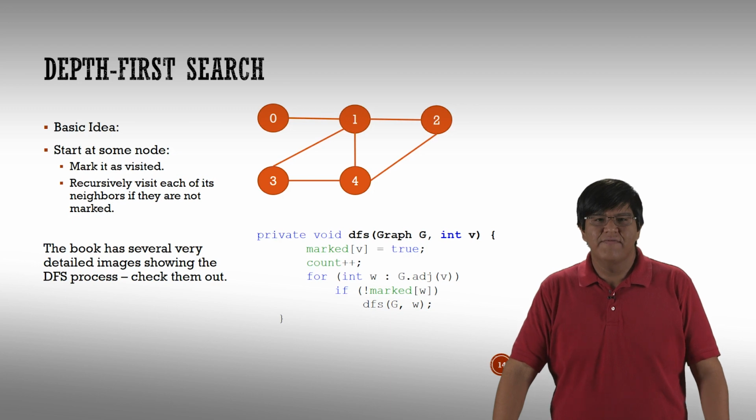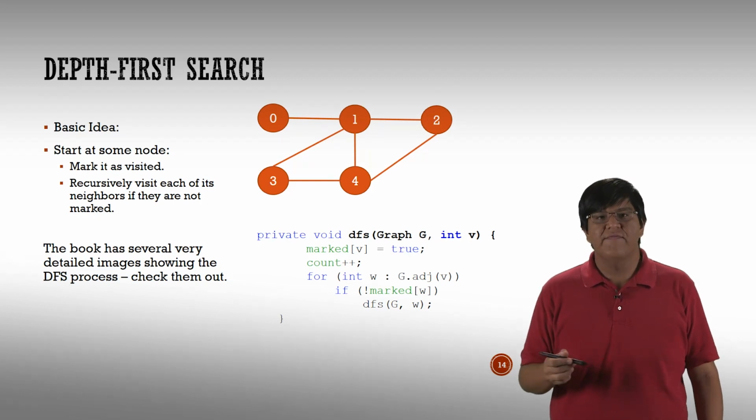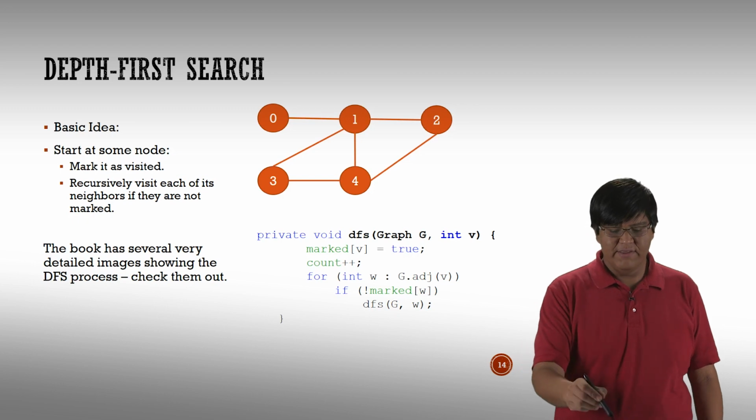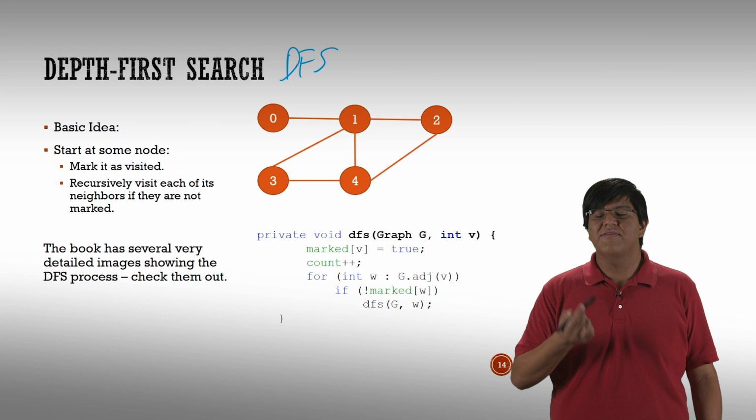Hey folks, so in this video we're going to introduce the depth first search algorithm. This is our first graph algorithm. This is a graph algorithm to basically explore a graph and figure out whether two things are connected. So this is how DFS works. You won't hear depth first search, you'll hear just DFS because it's so common.